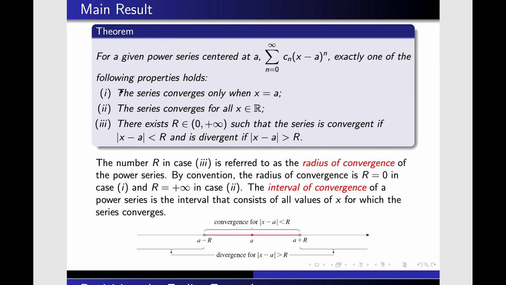Let me just remind you that the first case occurred in example 1, and the second scenario occurred in example 2. And the third case is there exists a real number r, which we refer to as the radius above, that's positive and finite, such that the series is convergent as long as you are inside this interval centered at A and having radius r, and is divergent outside of this ball or this interval. Okay, so pictorially, look at this picture. Let me zoom in so you can see it better.